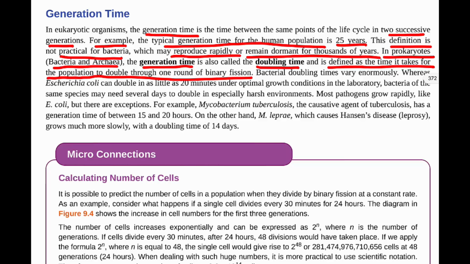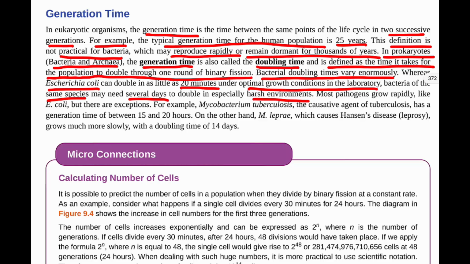Bacterial doubling times vary enormously. For example, E. coli can double in as little as 20 minutes under optimal growth conditions, like in a laboratory. Bacteria of the same species may need several days to double, especially in harsh environments. So if we plated some E. coli and put it in an incubator at 37 degrees, which is when it's happy, it'll go through binary fission in about 20 minutes. So we'll have our generation time at about 20 minutes.